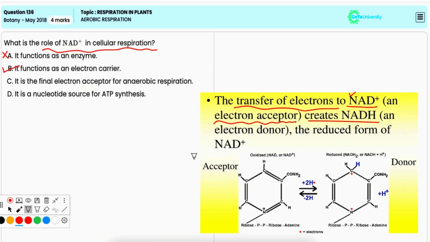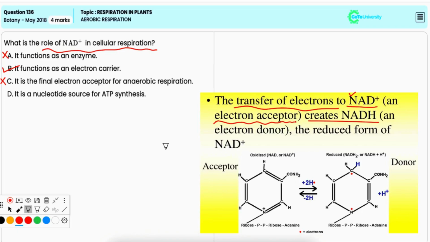Option C, it is the final electron acceptor for anaerobic respiration. It is incorrect because in anaerobic conditions like, say, fermentation, pyruvate or derivatives of pyruvate usually act as the final electron acceptors and not NAD+.